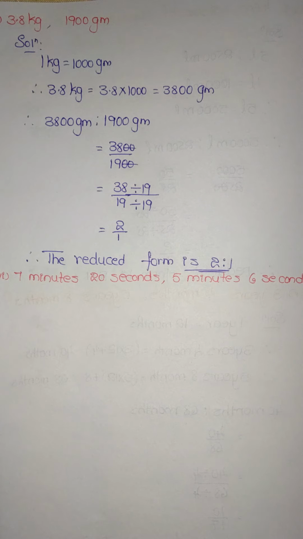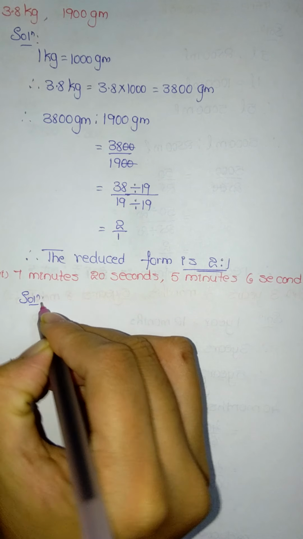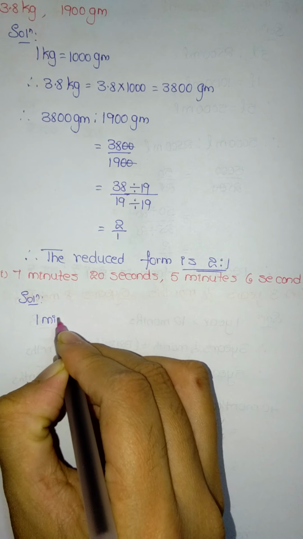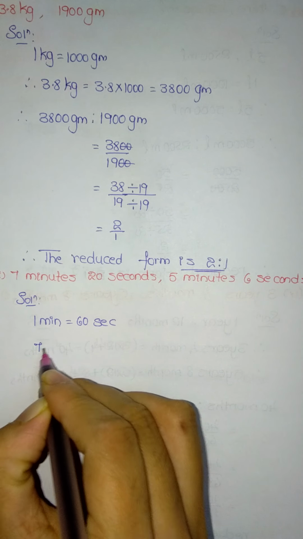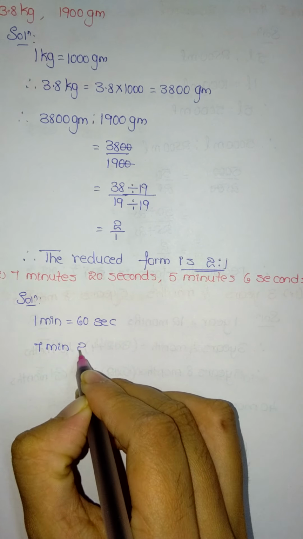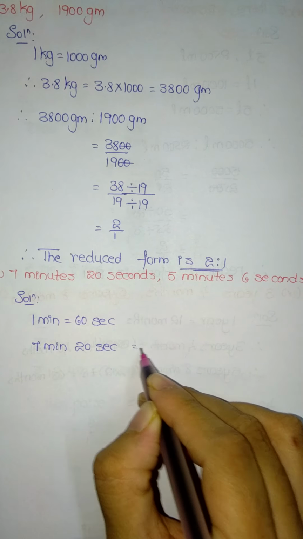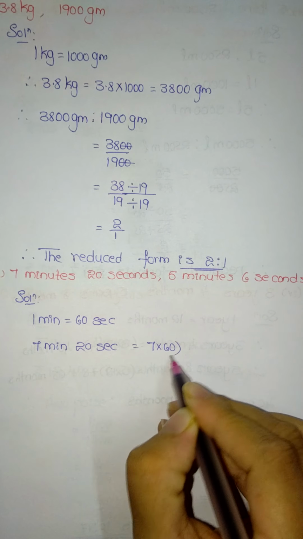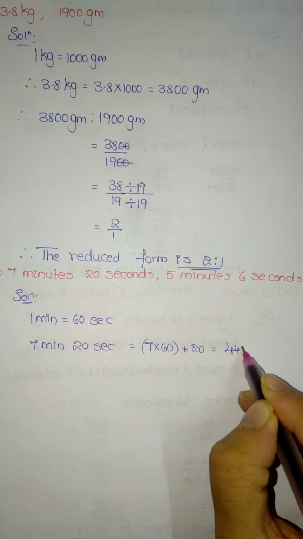Next question, 7 minutes 20 seconds, 5 minutes 6 seconds. So here we have to convert these minutes into seconds. After that we are going to solve and find the reduced form. So here solution. We already know that 1 minute equal to 60 seconds. So here convert this 7 minutes 20 seconds: convert the minutes into seconds and add the 20. So here 7 into 60 plus 20 equal to 440 seconds.